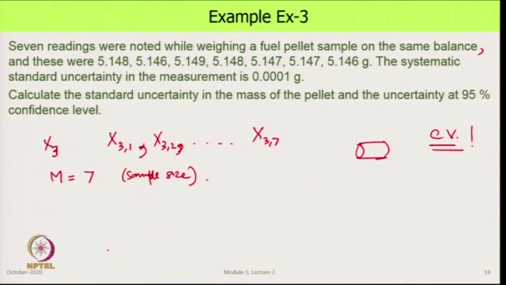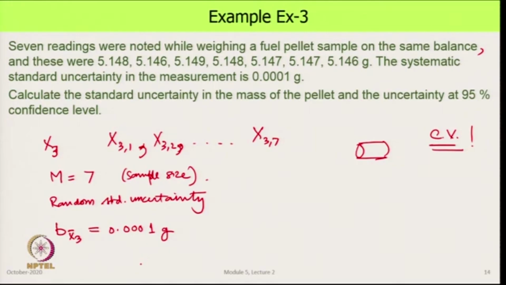So, what it tells us is that we can use this data to estimate the random standard uncertainty. That we saw in the first example, we will follow a process very similar to that. What it also tells us is that systematic standard uncertainty in the measurement is this much. So, systematic uncertainty means this is B in the measurement, Bx3, and this has been given as 0.0001 grams.